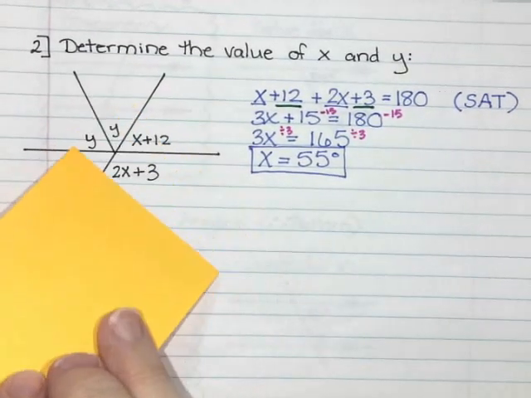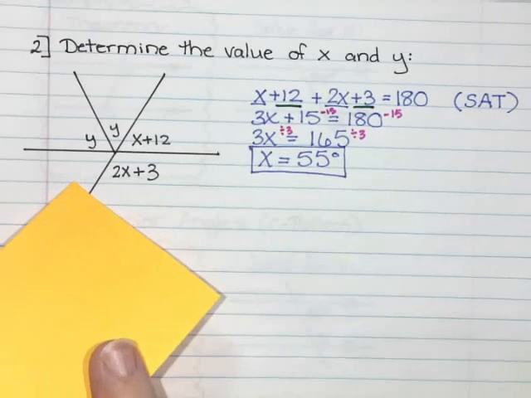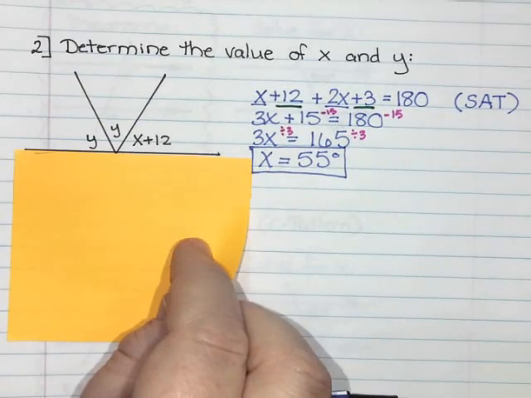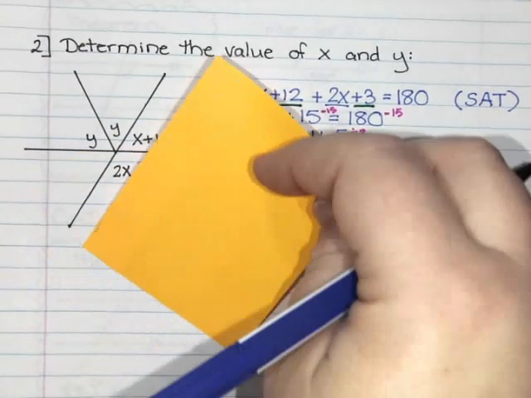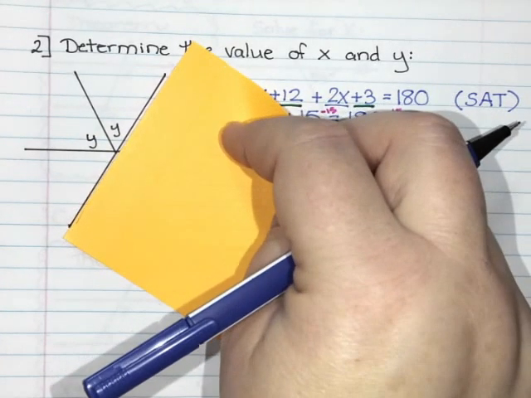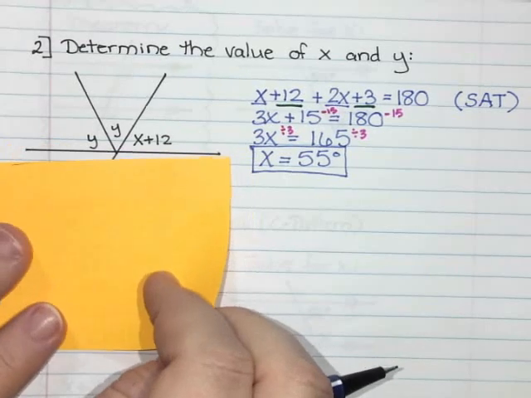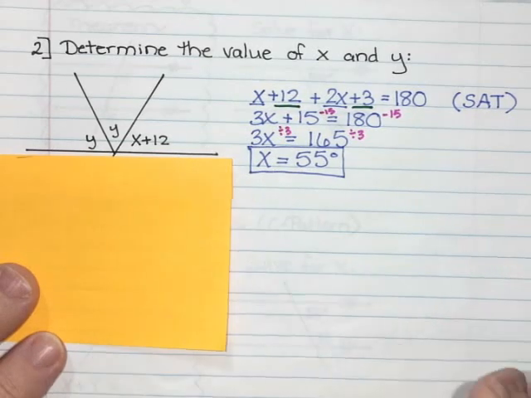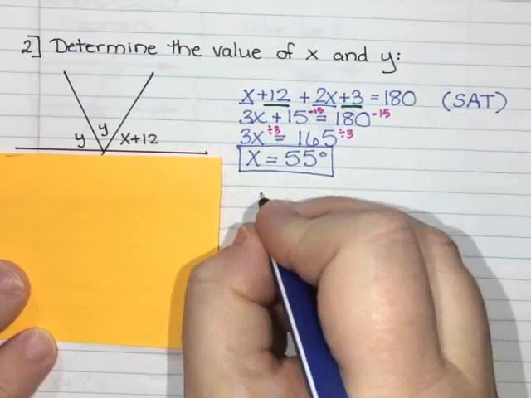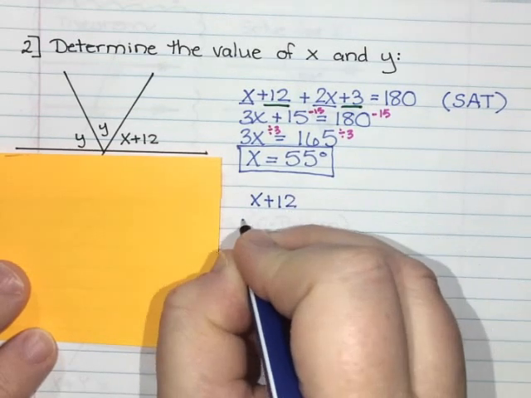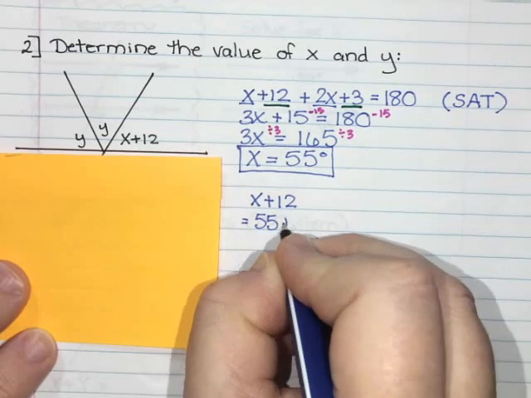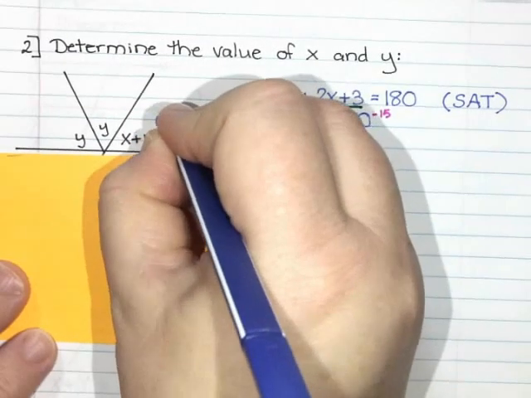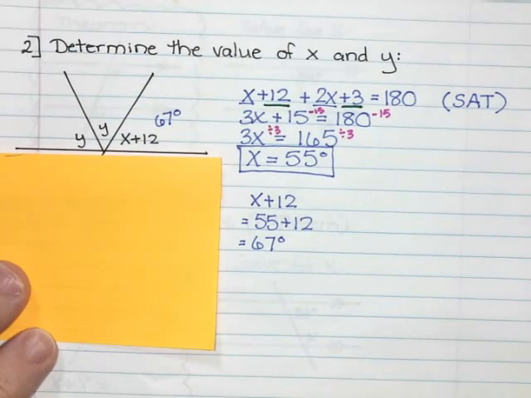I do see that there's a full circle, but I'm missing an angle. There are ways to find that angle. I do notice that the two y's make a straight line with x plus 12. And then once again, they make a straight line with the angle I don't know. Before, I didn't try using this because I'd have y's and x's. But now that I know what x is, I can calculate what x plus 12 is. So x plus 12 would be 55 plus 12, which is 67 degrees. So this angle here is actually 67 degrees.